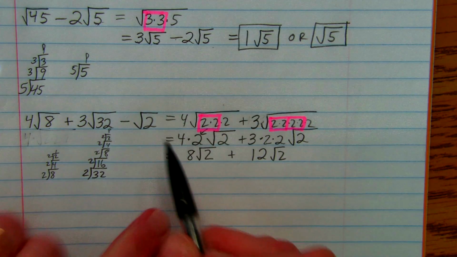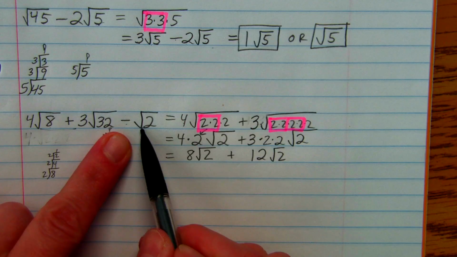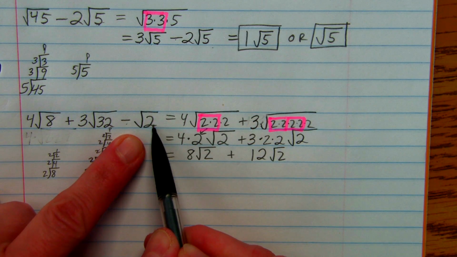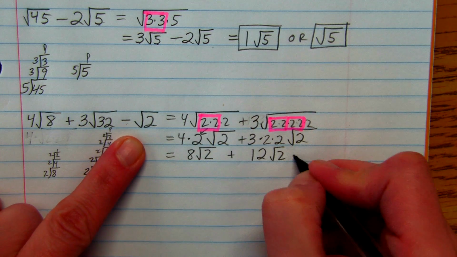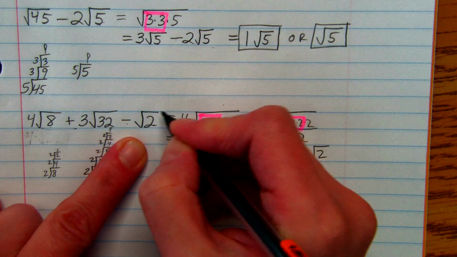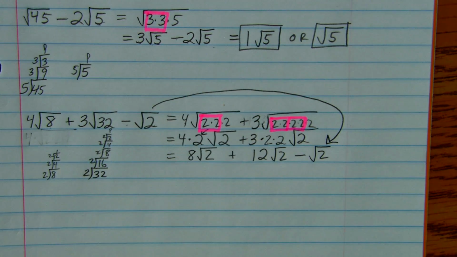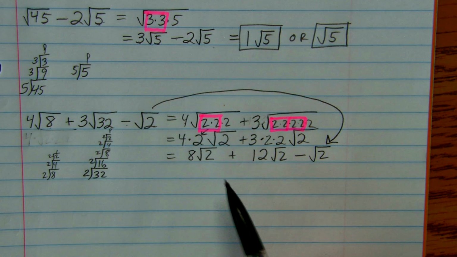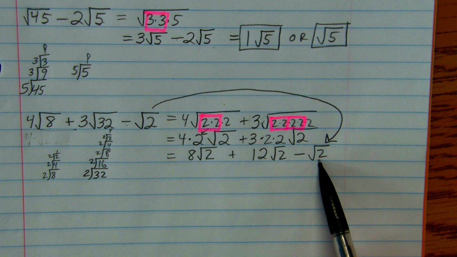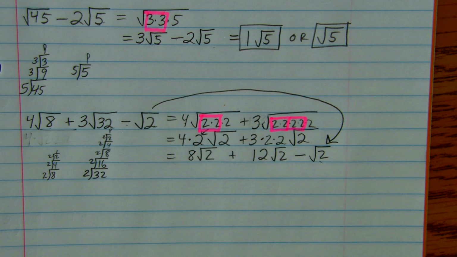And then don't forget the original problem. We had minus the square root of 2. Now I already know 2 is prime, so I can just tack that on the end. Minus square root of 2. That came from over here in the original problem. So I did not have to simplify all of them. But look, they all have a square root of 2. So that means they all get combined.